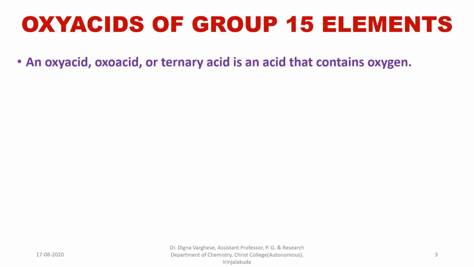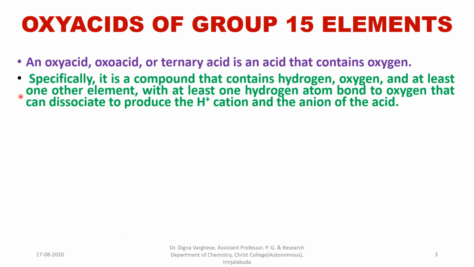An oxoacid, or oxyacid, or ternary acid, is an acid that contains oxygen. Specifically, it is a compound that contains hydrogen, oxygen and at least one other element, with at least one hydrogen atom bound to oxygen that can dissociate to produce H plus cation and the anion of the acid.